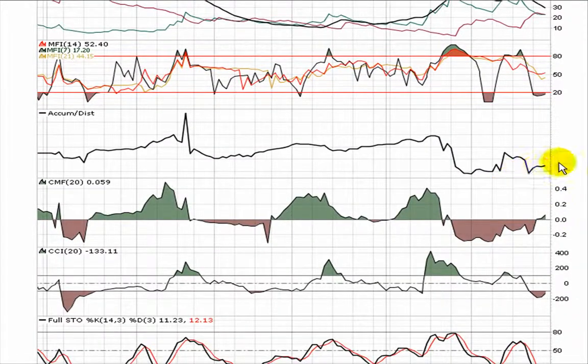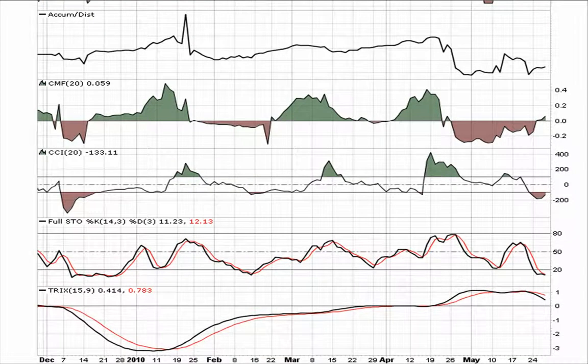Accumulation distribution, in the last few days, is again trying to turn back up. Chaikin money flow is back through 0, back into the green. CCI is heading back up. This is negative 100, heading back through it. Full stochastics is trying to find a bottom.